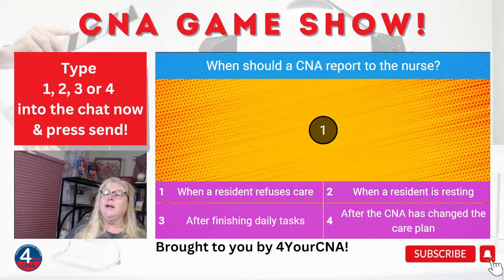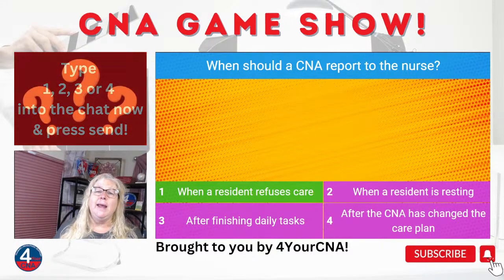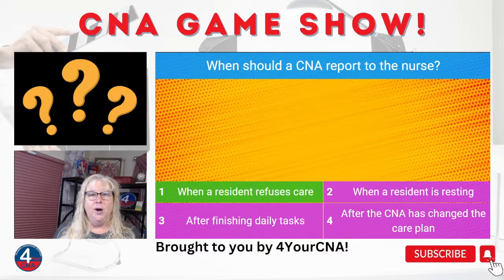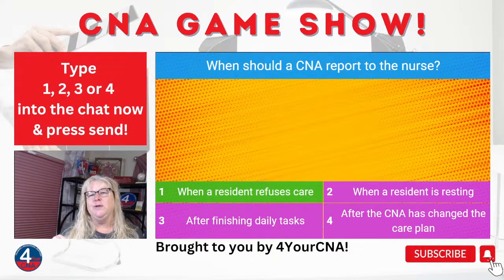And our right answer here is number 1, when a resident refuses care. Now, anytime, patients have the right to refuse care. It's a part of their resident rights, actually. Any patient has the right to refuse any task at any time for any reason, and we have to respect that. But when a patient refuses care, we're required to notify the nurse. So maybe the patient needs a little bit more education about why this task is required. Maybe the nurse needs to figure out why the patient is refusing. But we have to report it as a CNA.